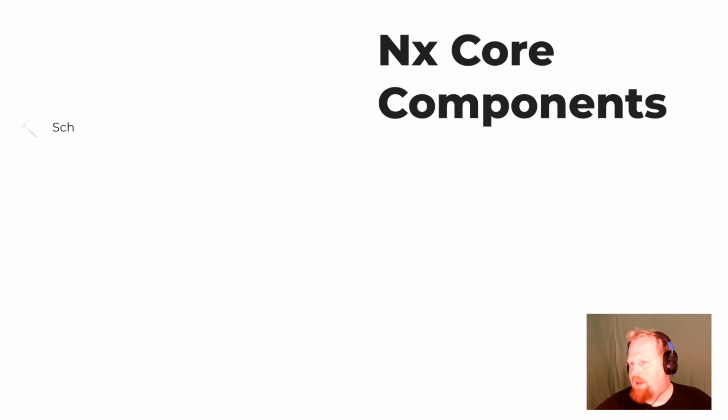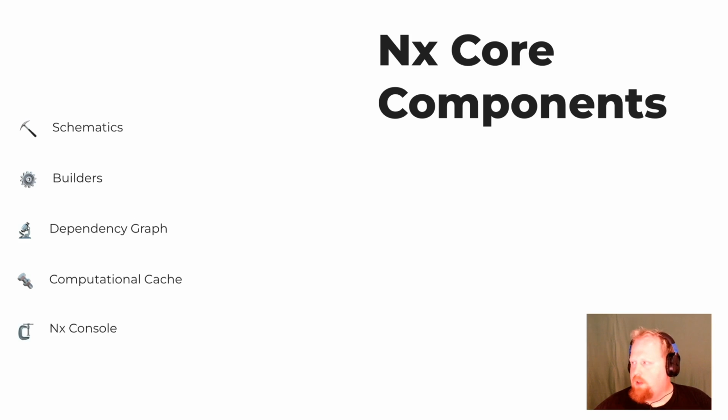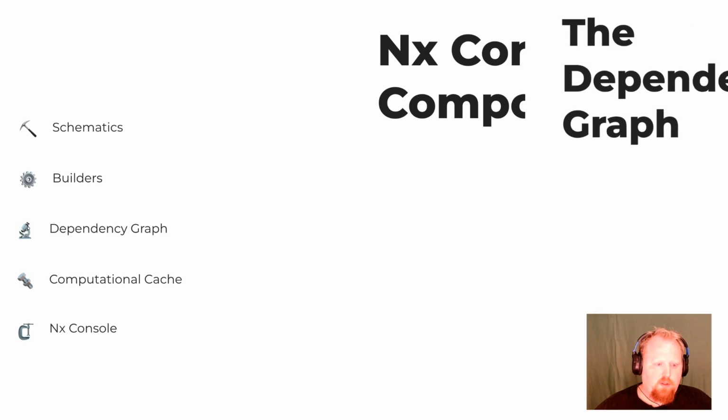And so if we look at the Nx core components, we've already talked about schematics and builders a good bit. If you're familiar with Angular, you're familiar with those, just in terms of what they do: code generation and running a target. But there are some additional core tools to Nx as well, including the Dependency Graph, the Computation Cache, and the Nx Console. And so we'll look at some of these new ones now.